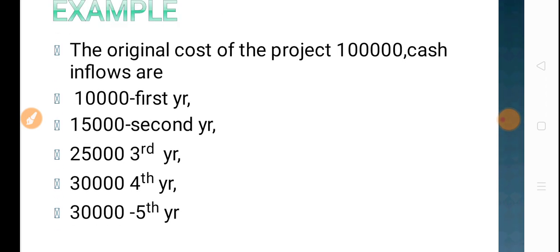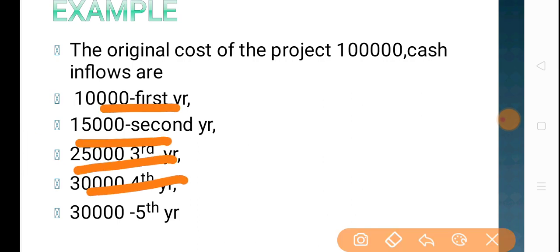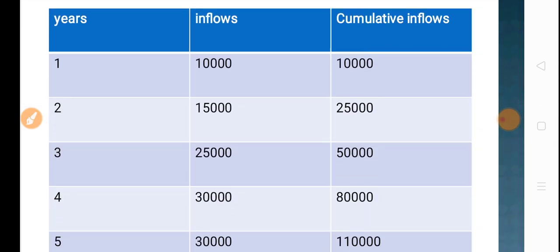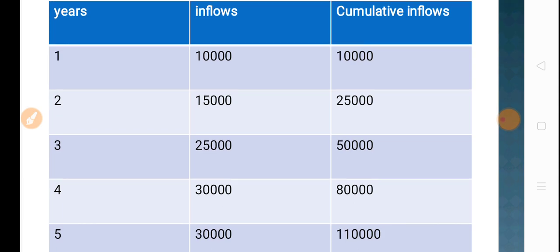When we are doing this kind of question, you can see that the inflows are different in each year. So we want to create a table. We are going to create a table with the first column for years, second column for inflows, and a column for cumulative inflows.